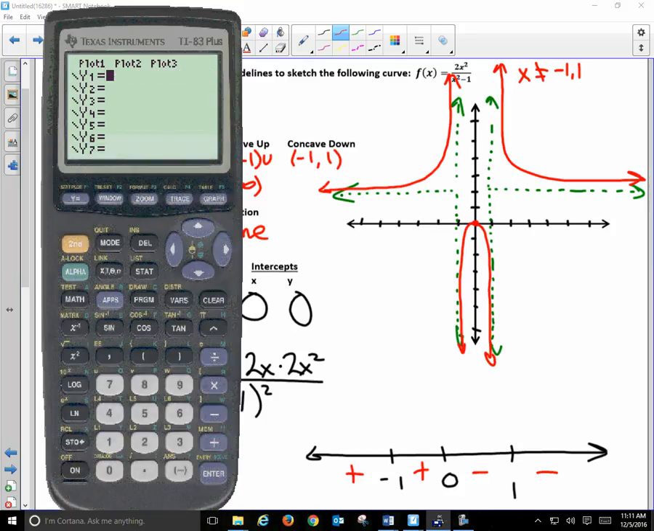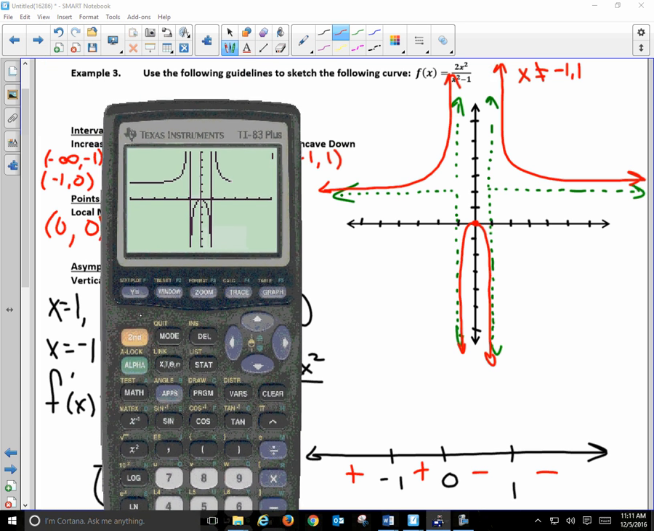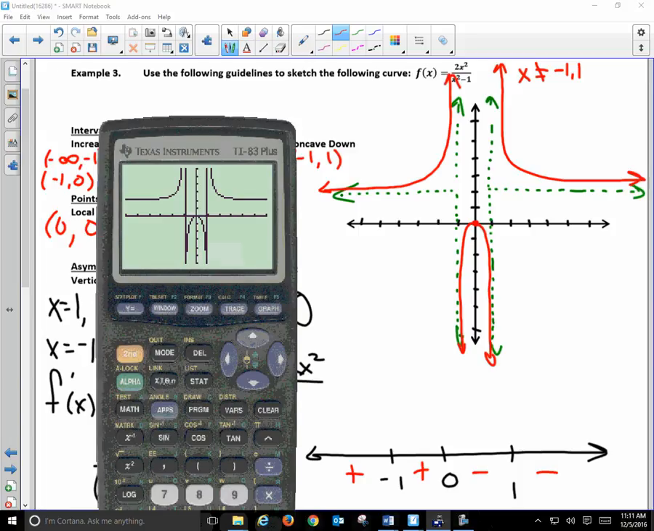And so I'm going to go to my calculator and type in 2x squared divided by x squared minus 1, which I really like. And I'm going to make my window -6 to 6. And then again, -6 to 6. And I'm going to check out this graph. Oh, check that out. I mean, I don't want to brag, but that's pretty awesome.